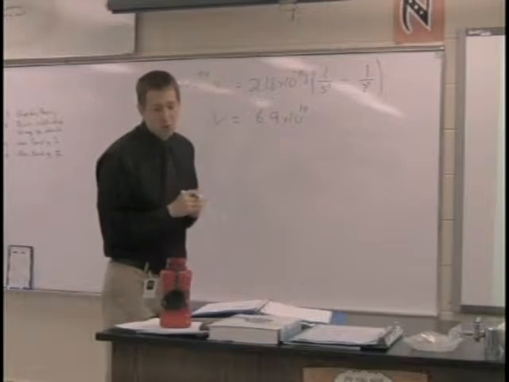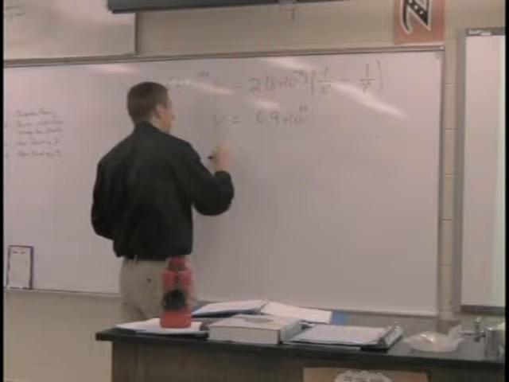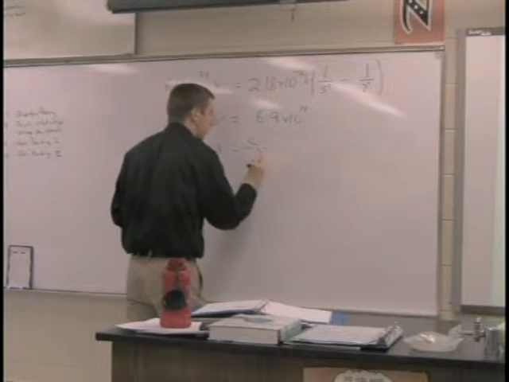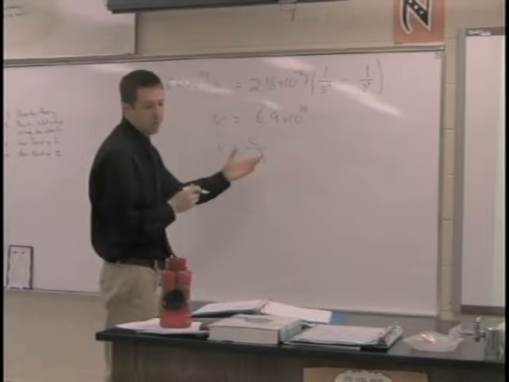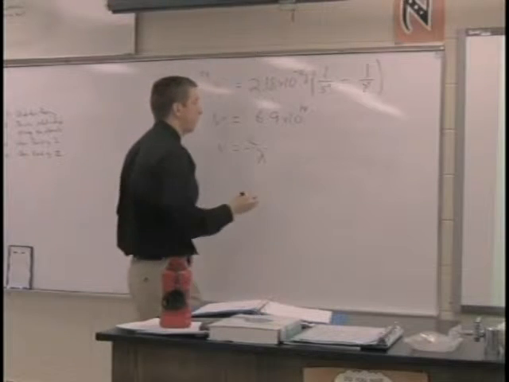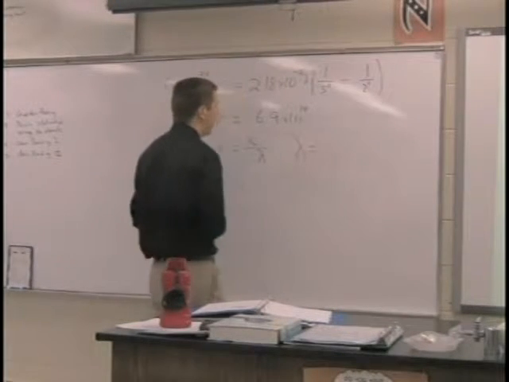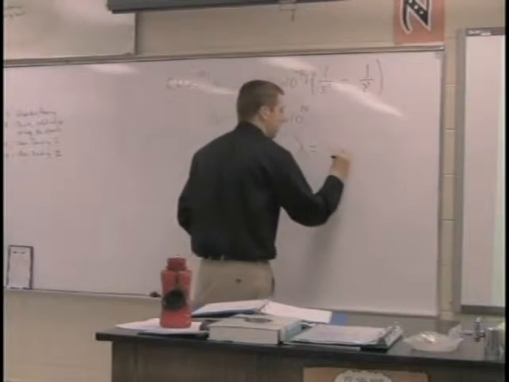The next equation we have to do is go back to the c over lambda. Lambda is our wavelength, so that's what we want to solve for. So here's lambda. It is going to equal c divided by v.